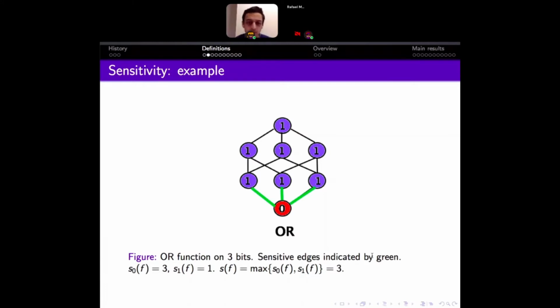So here is a simple example of the OR function on 3 bits. As you can see, the only zero input, denoted in red, is the all zero input. The sensitive edges are indicated by green. So this all zero input has 3 sensitive edges coming into it, so its sensitivity is 3. And then these one inputs have exactly one sensitive edge, so their sensitivity is 1. And all the other inputs have no sensitive edges coming into them, so their sensitivity is 0. So the one sensitivity is 1, as we saw, and then the sensitivity is the max of these two, which is simply 3.